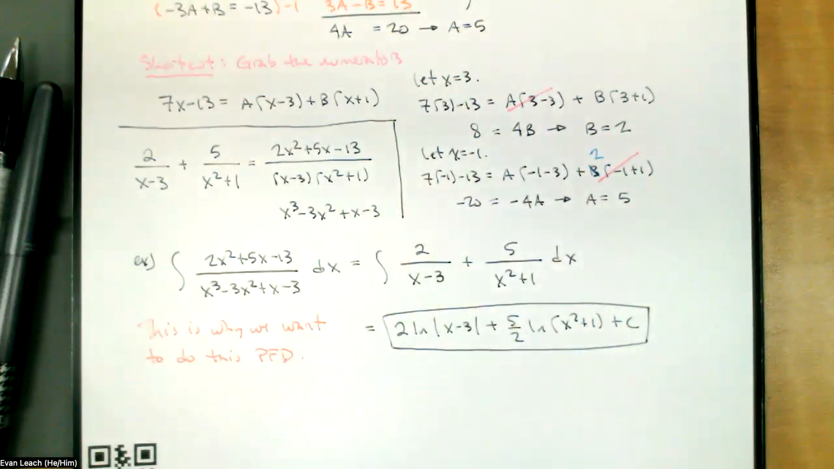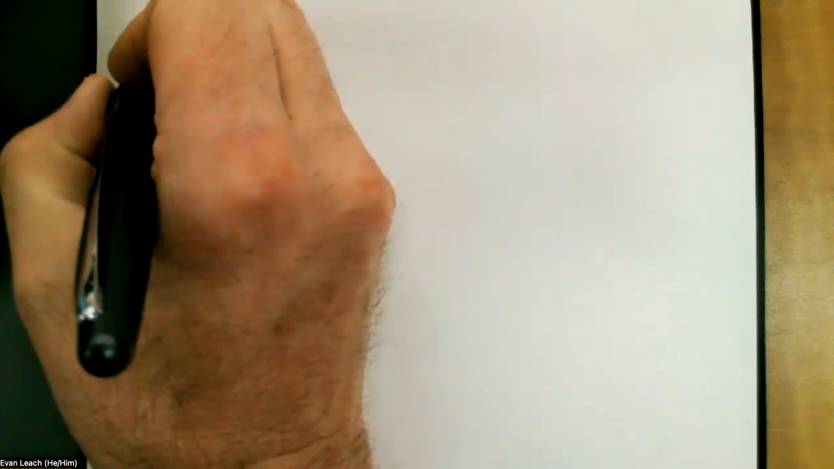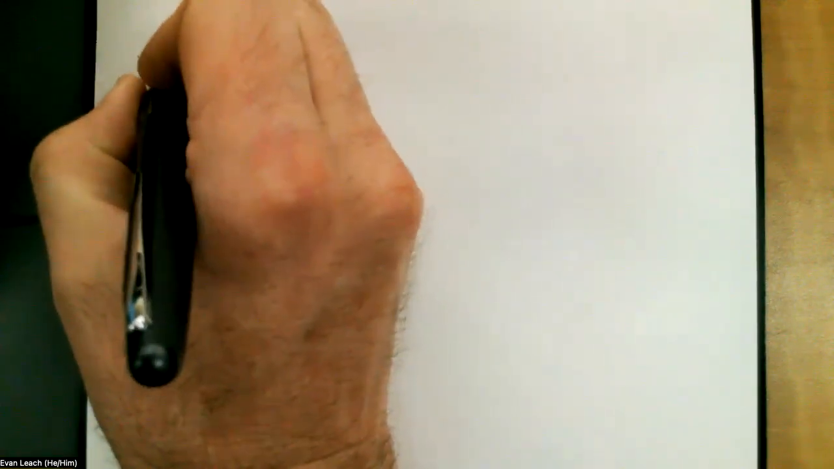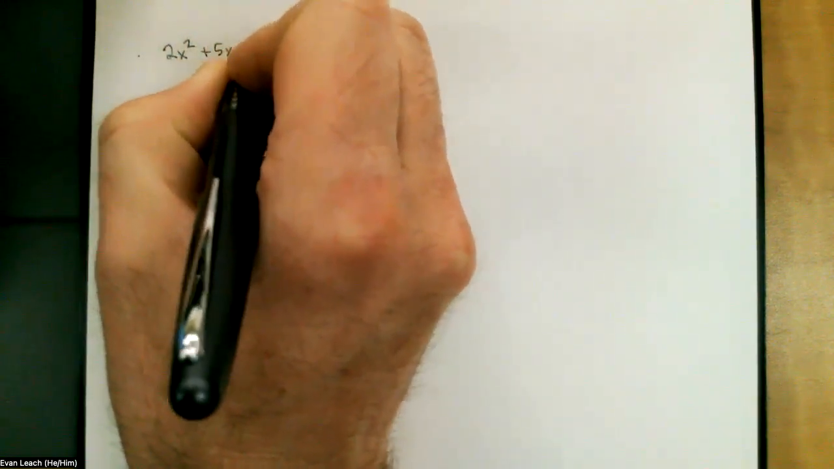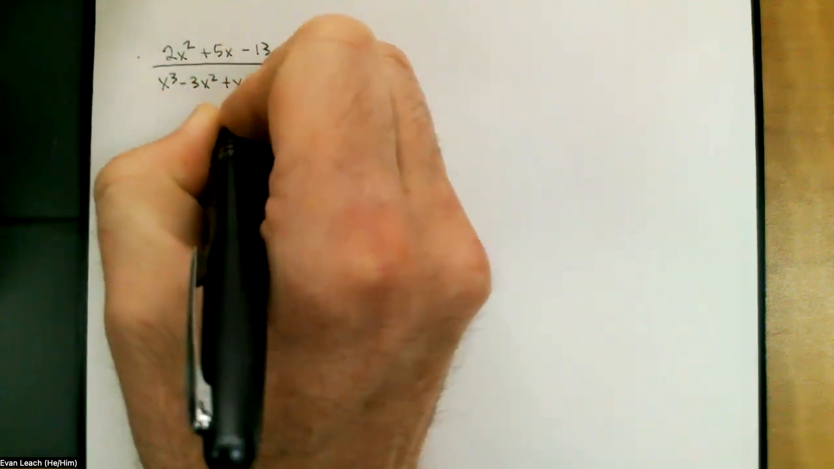Let's flip the page and take a look at this rational function and think about the algebra that needs to happen on this. I already forgot what it said. So we got 2x squared. So I'm going to take out the integration parts and just write our fraction. 2x squared plus 5x minus 13 over x cubed minus 3x squared plus x minus 3.